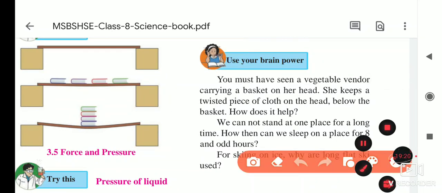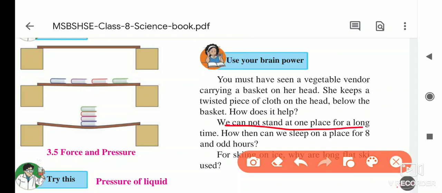We cannot stand in one place for a long time, but we can sleep more than 8 hours in one place. Why is this so? This reason also you have to find out.